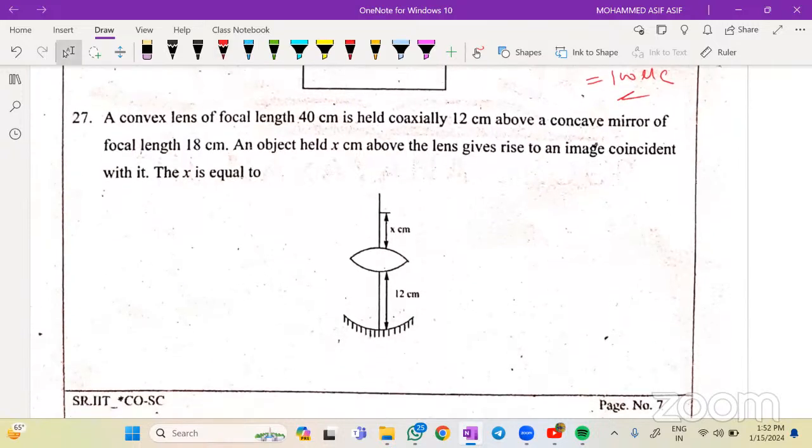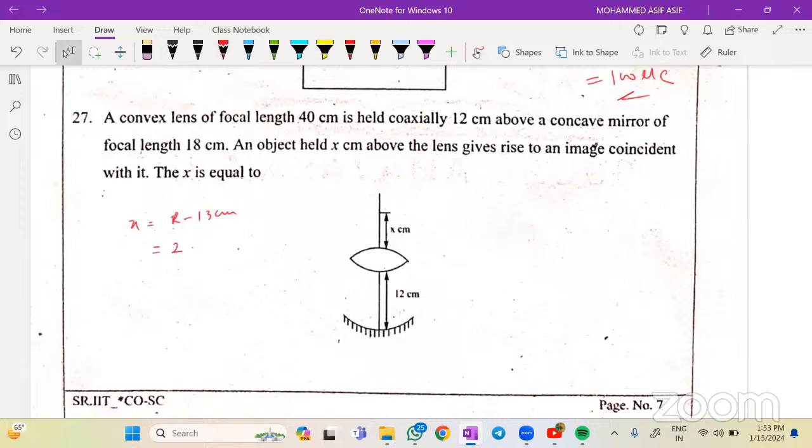26. A convex lens of focal length 40 cm is held coaxially 12 cm above a concave mirror of focal length 18 cm. An object x centimeters above the lens gives rise to an image coincident with it. The value of x will be equal to how much? If the final image has to coincide with the object, beta, then the ray must be retracing its path after reflection from the concave mirror. So both have to be at the same place, meaning the distance of the image from the lens will be at what, beta? Radius of curvature, isn't it? That is, if I take R, basically the distance of your image and u will be equal to R minus 13 centimeters.